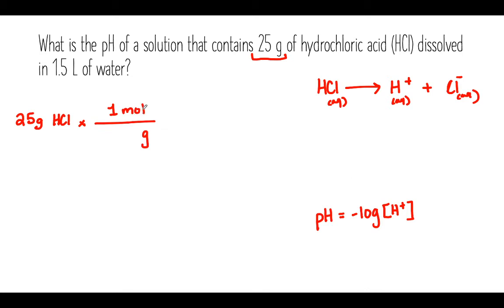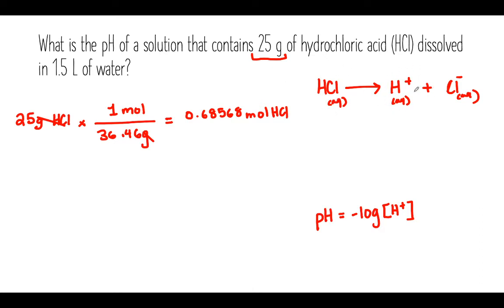Now, why am I finding moles? Because remember that concentration is measured in moles per liter, moles divided by liter. So I need to get my answer into moles first and then divide by my volume. So my molar mass of HCl is 36.46 grams for every 1 mole. And now if I complete this calculation, my grams are going to cancel out. I'm going to end up with 0.68568 moles of HCl.